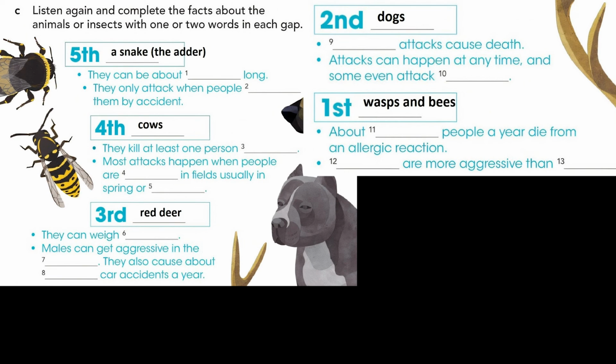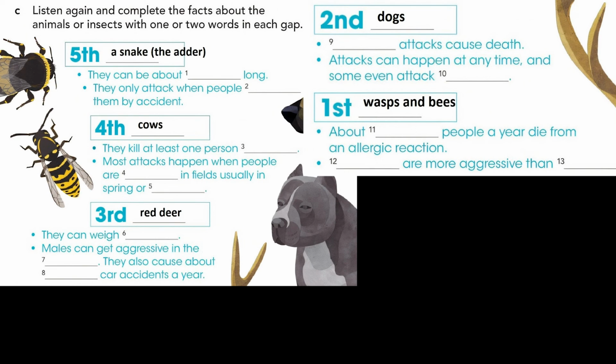And in 2nd place? Dogs. They are responsible for around 200,000 attacks a year in the UK, although most of them aren't serious and very few actually cause death. Certain breeds of dog, like German Shepherds, Rottweilers and Pit Bulls, are more aggressive than others. One reason for this is that they were traditionally hunting dogs or guard dogs. Dog attacks can happen at any time, and some dogs even attack their owners.